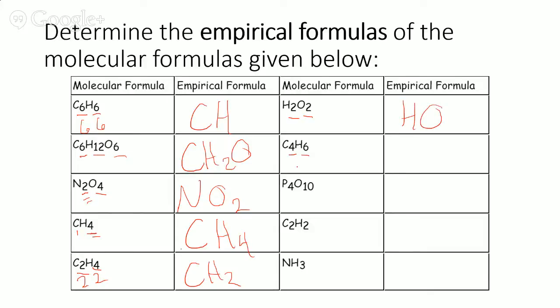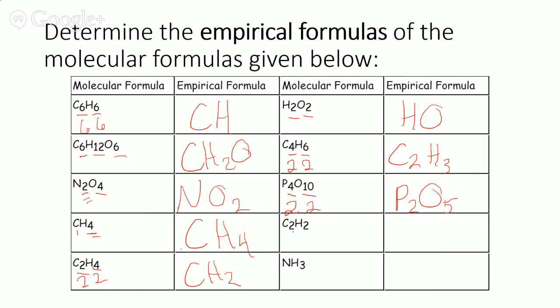C4H6, well, what do 4 and 6 have in common? 2. So I can divide each number by 2, and I get C2H3. Can't simplify that anymore because we've got 2 and 3. We can't do anything about that. P4O10. Well, we've got 4 phosphorus and 10 oxygen. 4 and 10 share 2 in common, so I can simplify that to P2O5. And that's as simplified as I can get it.